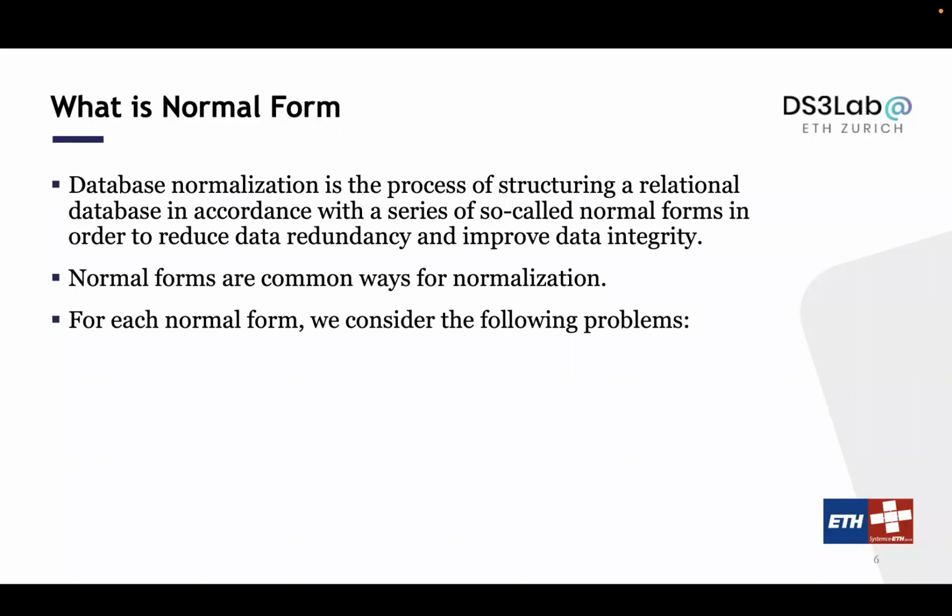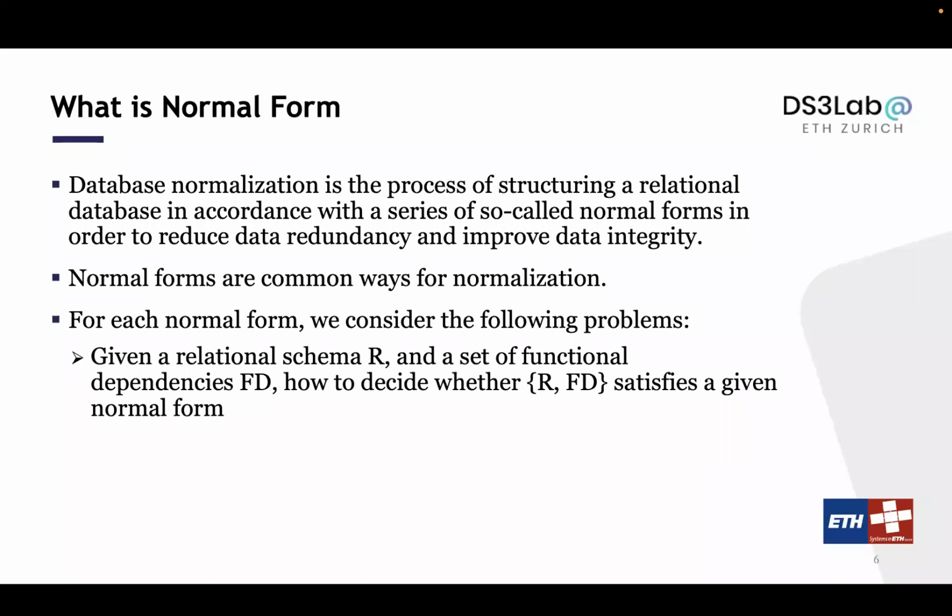For each normal form, there are three fundamental questions that we are really curious about. The first fundamental question is, if you give me a relational schema R and a whole bunch of functional dependencies that you know are going to hold in this application, how can we decide whether this design, that is R and FD, satisfies a given normal form? That is one thing we are really curious about: how to check whether a normal form is satisfied given a design.